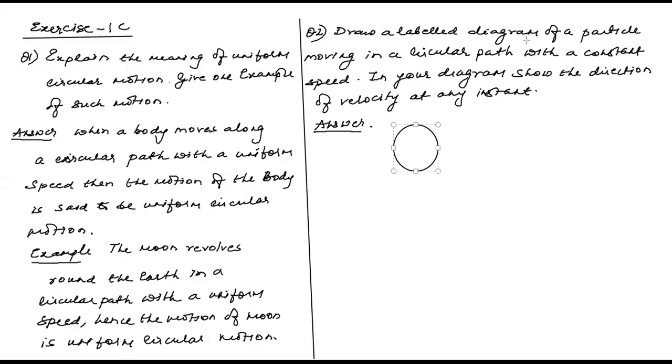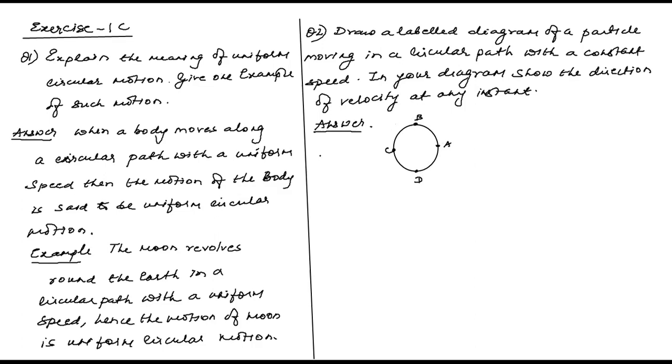Question number 2: draw a labelled diagram of a particle moving in a circular path with a constant speed. In your diagram, show the direction of velocity at any instant. Here is what I do. I draw one circular path and my body is moving. The body may be a particle, and a particle can be a point. My point is going from A to B, from B to C, from C to D, at a uniform speed.